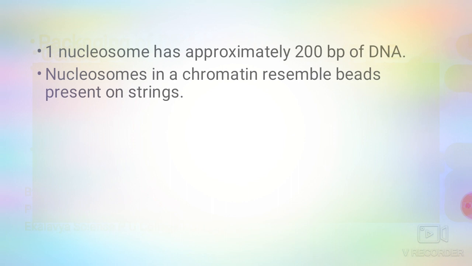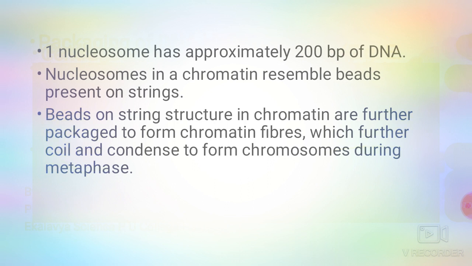Nucleosomes in chromatin resemble beads on a string. The beads-on-a-string structure in chromatin is further packaged to form chromatin fibers, which further coil and condense to form chromosomes during metaphase. Chromatin is a thread-like structure that takes up stain.